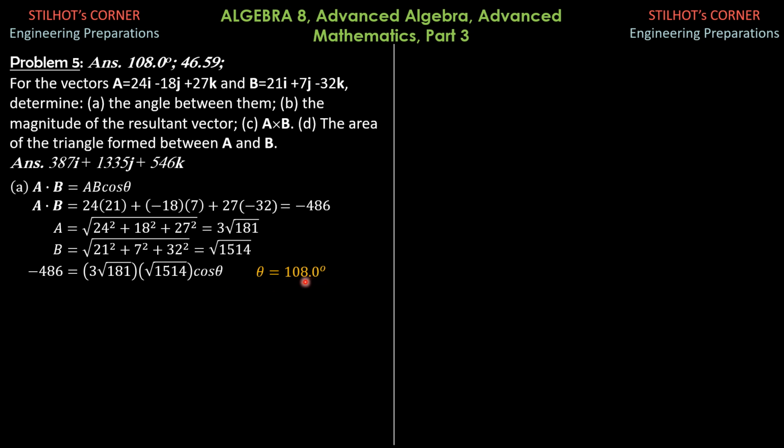The accurate value is 108.027 degrees. We will use that value, accurate value, in computing the area of the triangle formed between A and B. The next is the magnitude of the resultant vector. A plus B is 24 plus 21, so that's 45i, negative 18 plus 7, negative 11j, 27 minus 32, negative 5k. The magnitude of the resultant, therefore, is square root of 45 squared plus 11 squared plus 5 squared, and that is equal to 46.59.